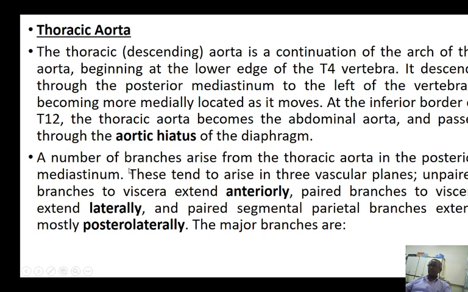A number of branches arise from the thoracic aorta in the posterior mediastinum. These tend to arise in 3 vascular planes. Unpaired branches to the viscera extend anteriorly.